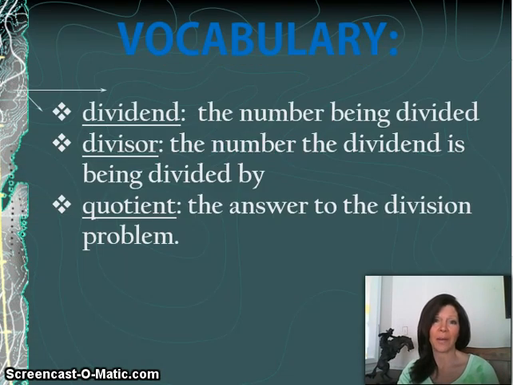Alright, now let's do your vocabulary terms. Three vocabulary terms that you should already know that you've done before, but it's a good idea to write those down and have those in your journal again as reminders. Your first one is dividend. Your dividend is inside the dividing house and it is the number being divided. Then you have the divisor, which is the number on the outside of the dividing house, and it is the number that the dividend is being divided by. Then you have the quotient, which is the answer to your division problem. Please pause the video, write those down, and continue as soon as you've finished.